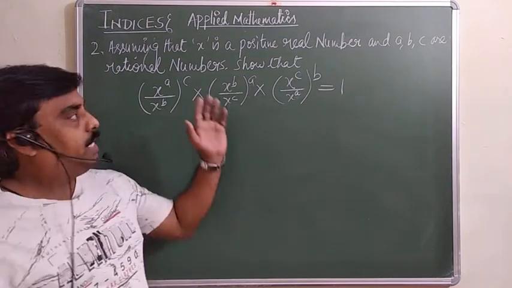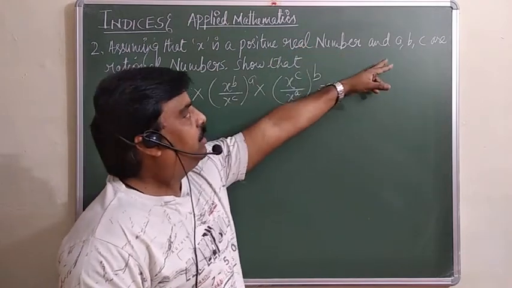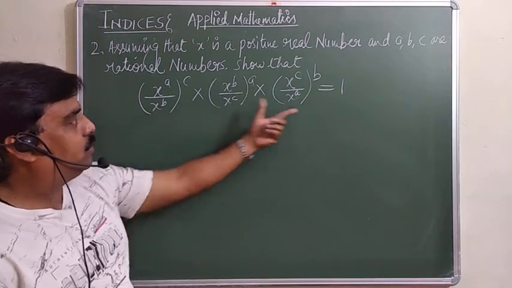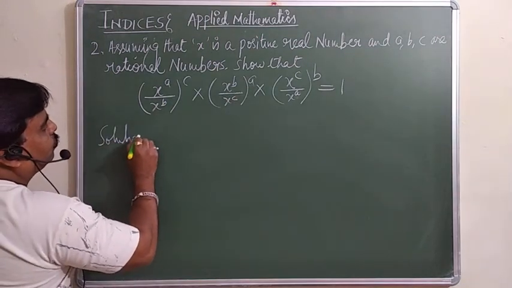Now, next question. Assuming that x is a positive real number, a, b, c are the rational numbers, then you are supposed to show that this is equal to this one. So look at here now. So solution directly I am going to do.